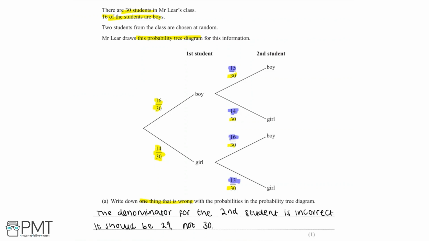And so in our answer, we could have written that the probabilities for the second student do not add up to 1, and that's something that's wrong with the probabilities in the tree diagram. But since the question only asks for one thing that is wrong, we don't need to write down both. As long as we have either answer, we'll still get the 1 mark needed for part A.